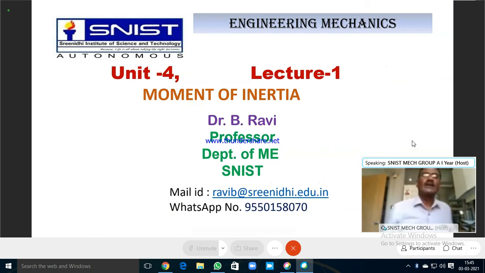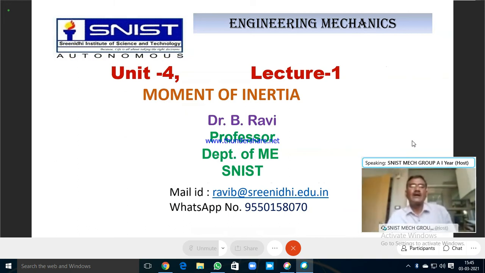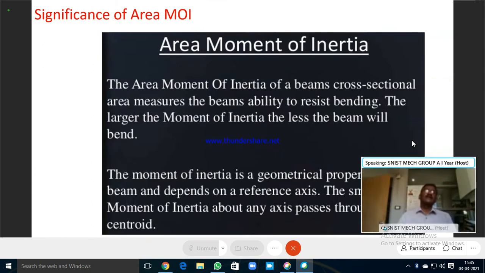Yes. And what is this area moment of inertia and what is this mass moment of inertia? So let us understand briefly the significance of moment of inertia, both the moment of inertia, and we will proceed to the beginning area moment of inertia and then mass moment of inertia. Okay. Yes. Significance of area moment of inertia. That means where this moment of inertia is useful, or what is the importance of this moment of inertia. You please note down, this is one very important slide.